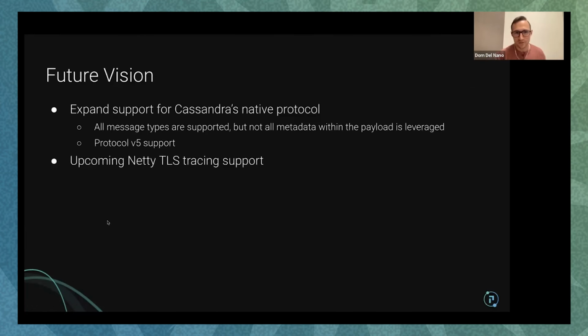All right, moving on to the future. So some of the short-term things is that we need to expand Pixie's support for Cassandra's CQL wire protocol. We parse all of the message frame types, but there's room for improvement for all of the metadata and the full response bodies. Today, we currently support V3 and V4 of the protocol. V5 is now stable and I believe in use.